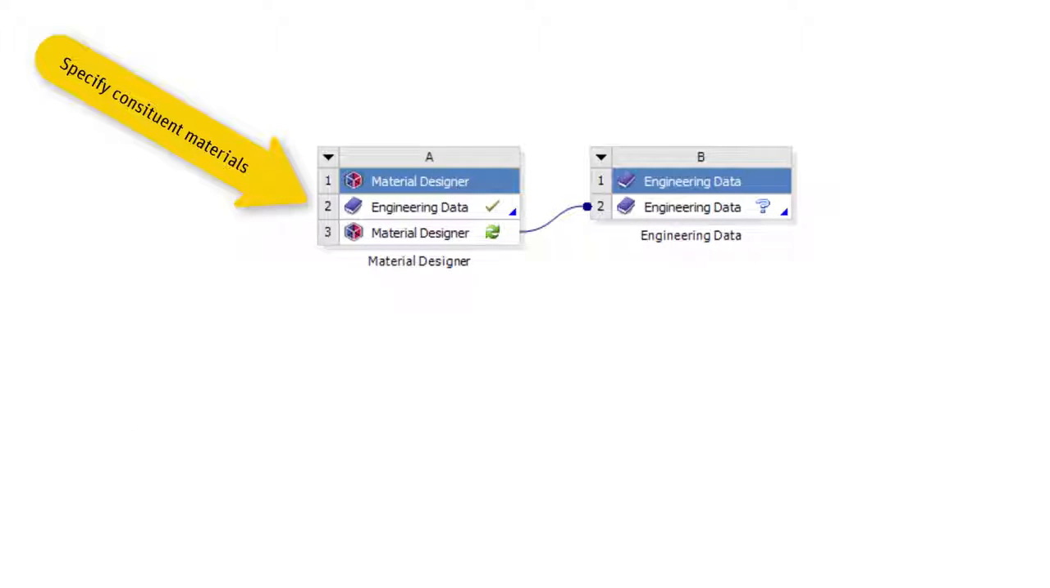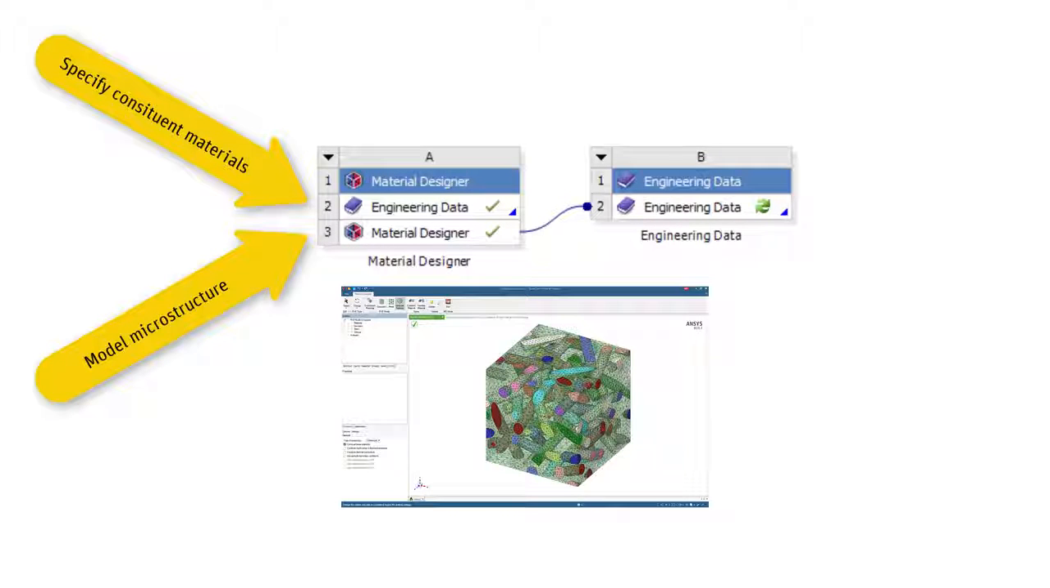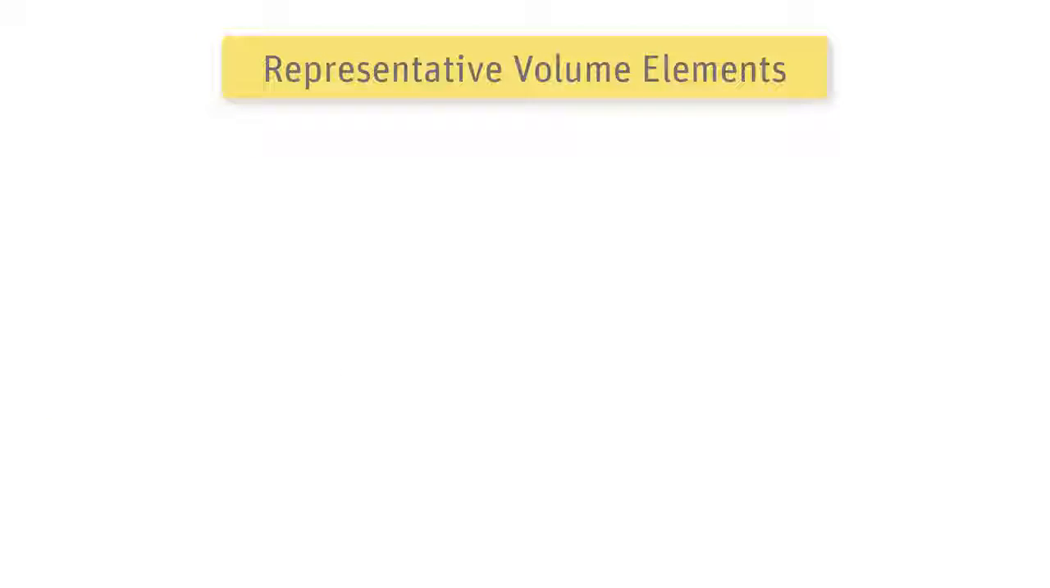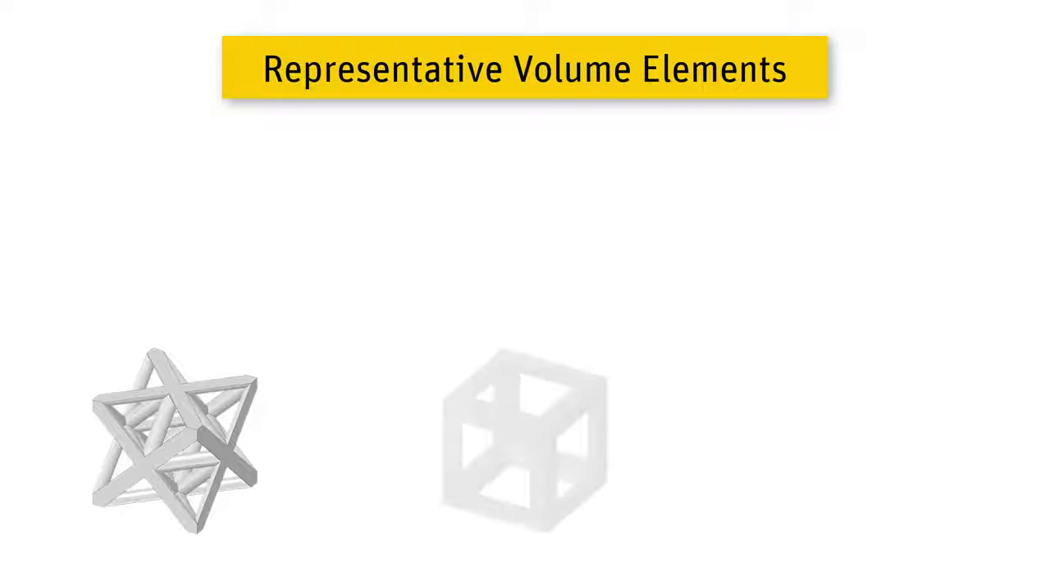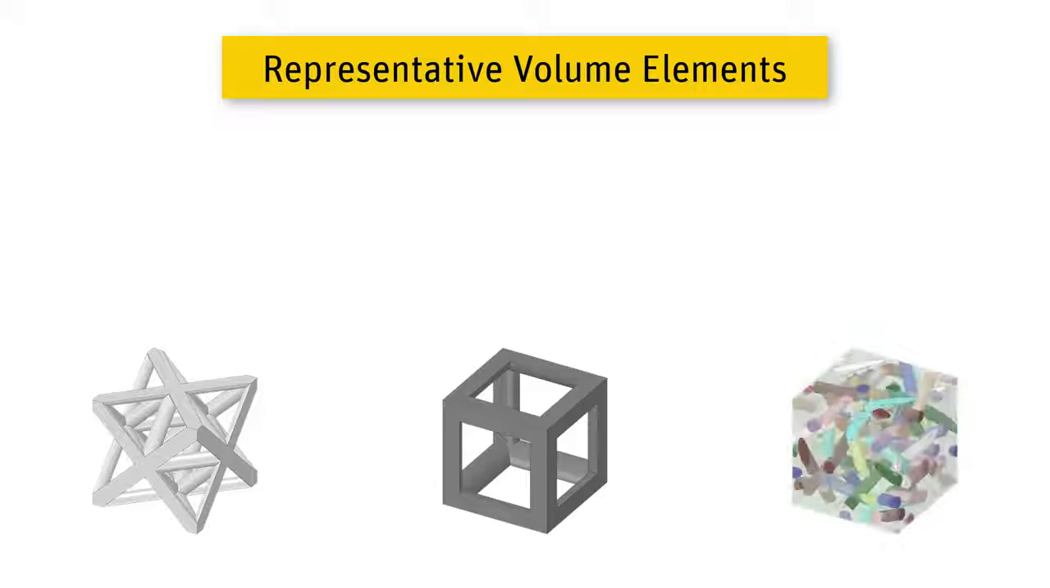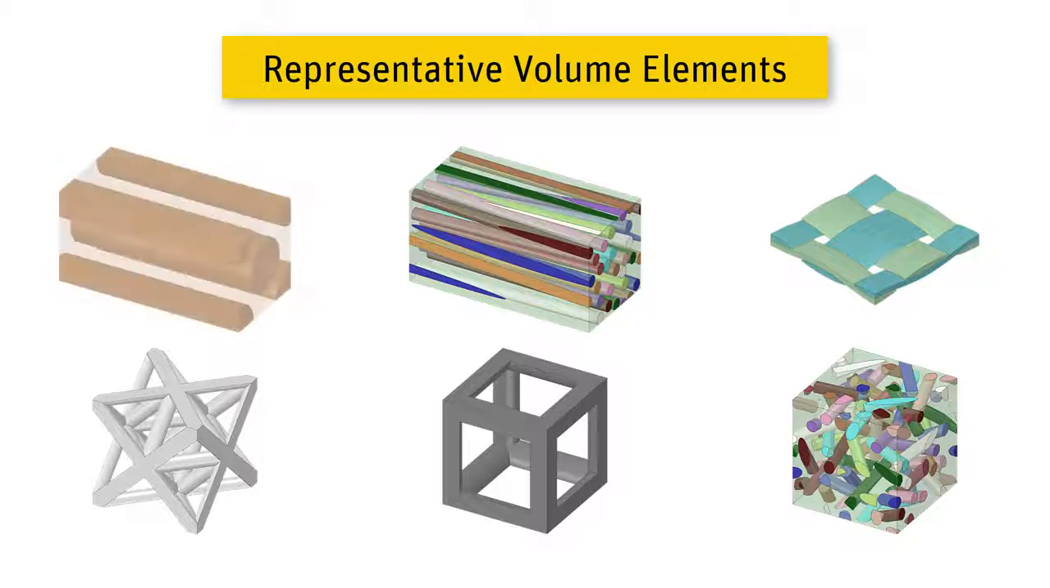You specify the constituent materials in Engineering Data, model and analyze the representative volume elements in the Material Designer, and pass the homogenized material properties to a downstream Engineering Data system. Representative volume elements are commonly abbreviated as RVEs, and there are several types of RVEs already predefined in Material Designer. You can create ones based on arbitrary geometries as well.